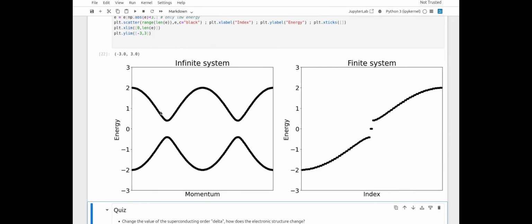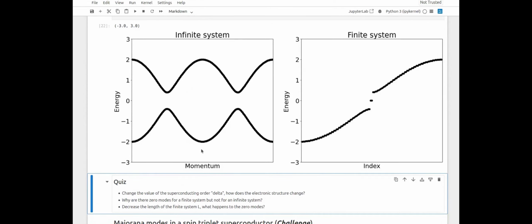So the two-dimensional electronic structure looks like this. This is the electron band, and this is the hole band. And of course, this anti-crossing is the superconducting order. But now, when we look at a finite system, we have a set of states over here, another set of states over there, but then there are zero modes over here. And so these zero modes are precisely topological zero modes, and they are Majorana excitations. The bottom line is that a one-dimensional p-wave superconductor is a topological superconductor that shows Majorana modes.